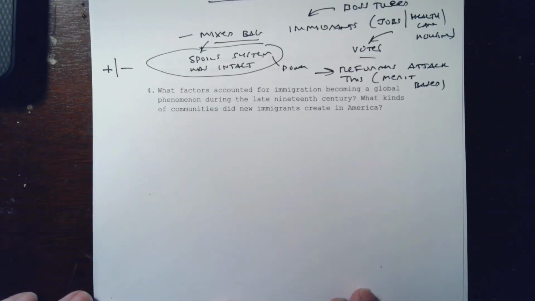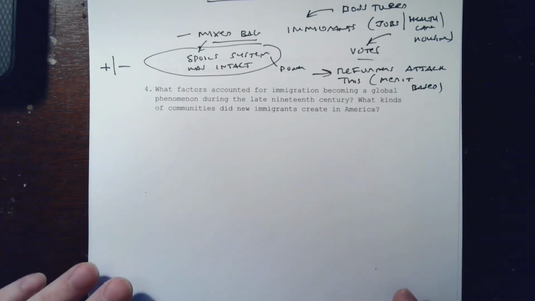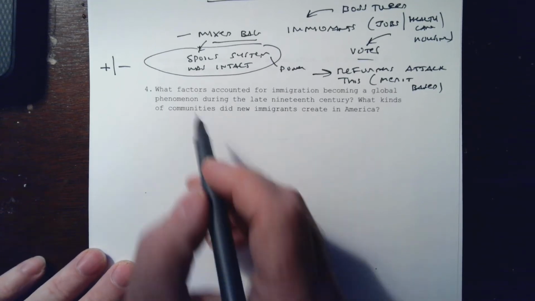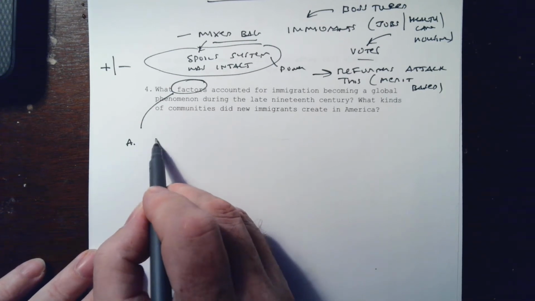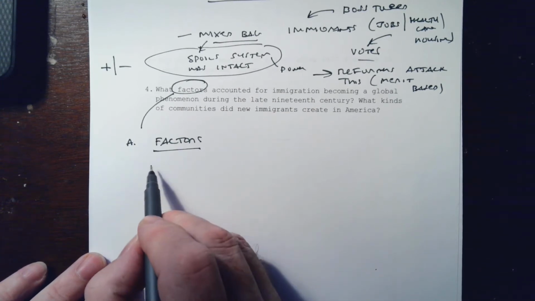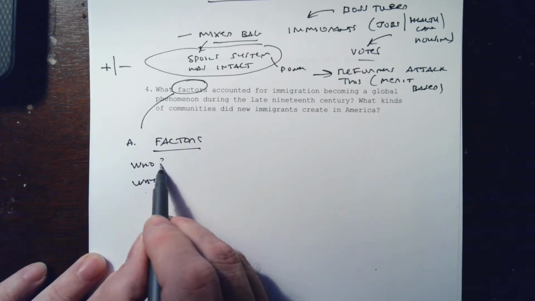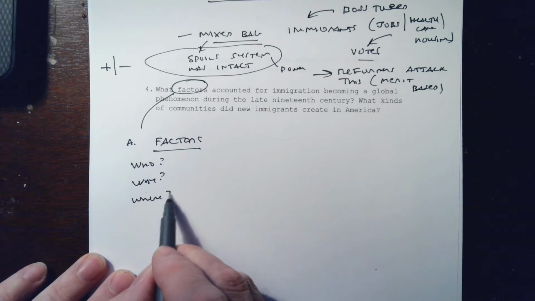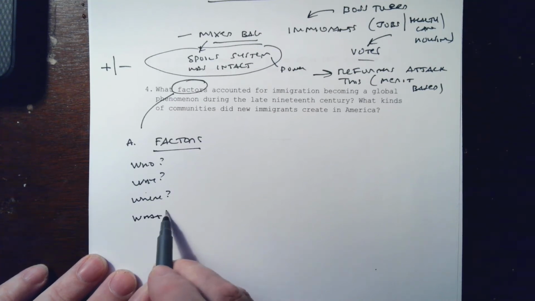Now, here what you have is what factors accounted for immigration become a global phenomenon during the late 19th century, and what kind of communities did the immigrants create in America? So let's break this up first. So in this first part, what you're going to do is you're going to talk about who came, why they came, where they landed, and then tell me just a little bit about what the consequences of their landing is.